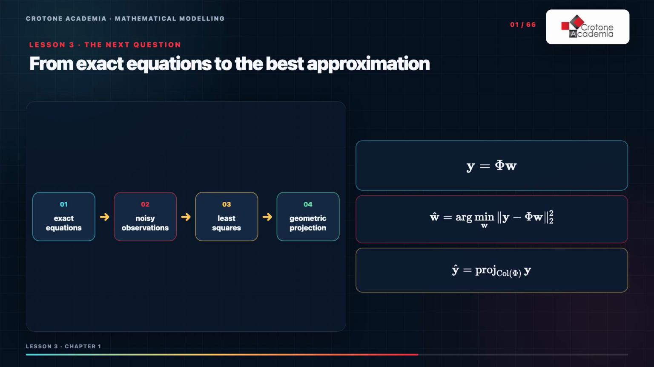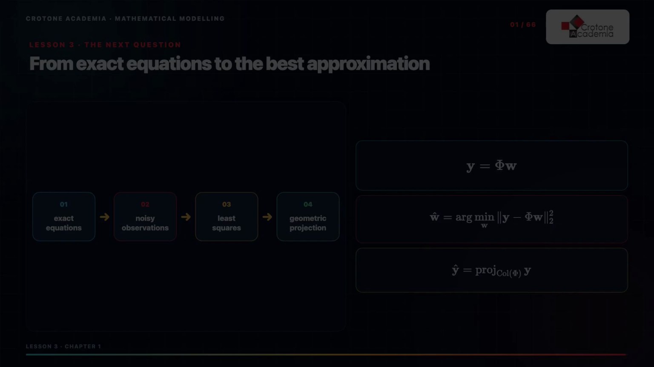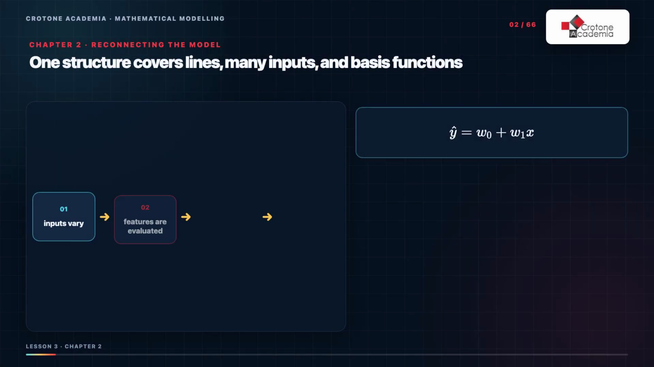Special care is needed here. The projection happens in observation space onto the column space of the design matrix. By the end, the formula, the residual, the right angle, and the fitted line will all describe one coherent solution. Let us begin with the shared structure.